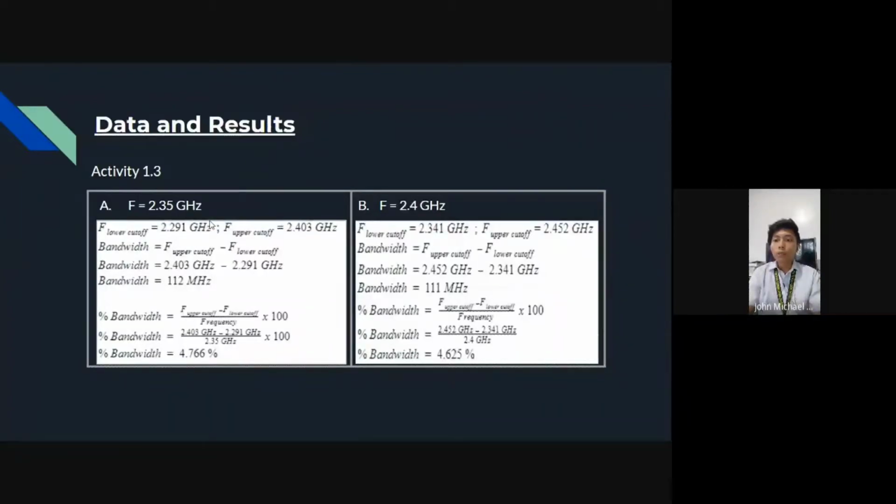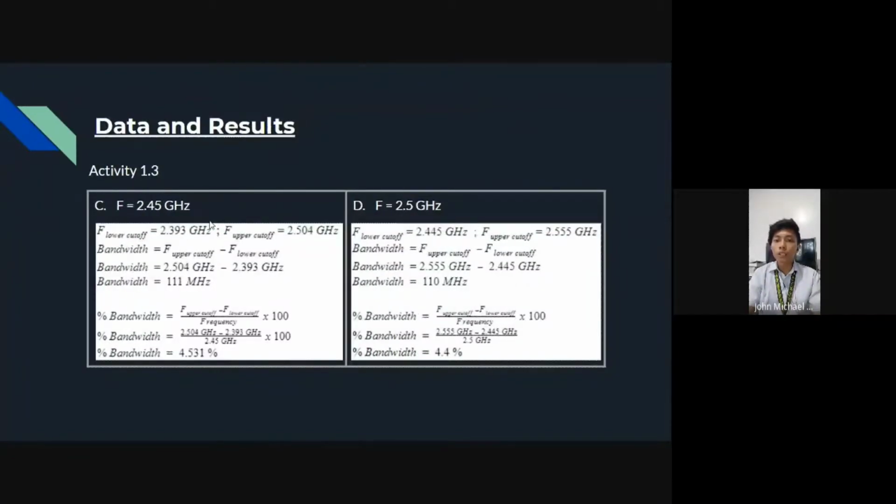We can get it from the plot of the S parameter that we have obtained in MATLAB. Point your cursor on the negative 10 dB, and from there, you'll be able to get the lower and upper cutoff frequency. And to solve for the bandwidth, subtract the lower cutoff frequency from the upper cutoff frequency.